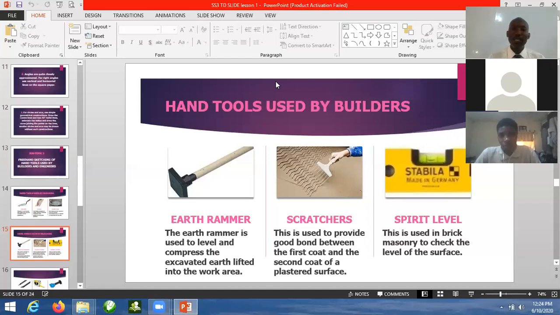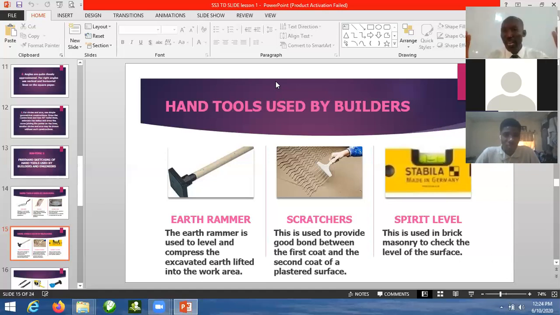Okay, sir. Now the next one is the scratcher. I know this one is strange. You have not seen this one before. Yes, sir. All right. Now the scratcher is used to provide a good bond between the first coat and the second coat of a plastered surface.